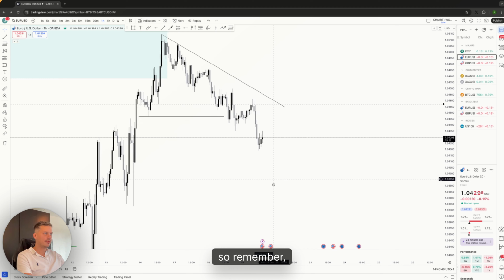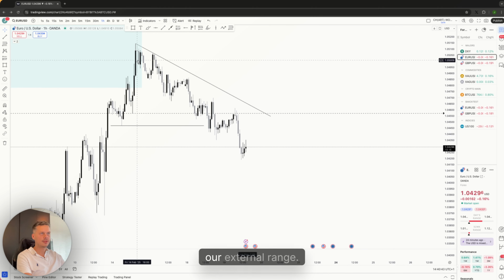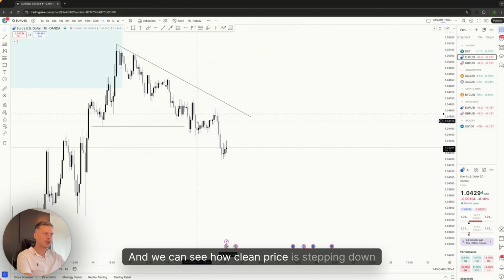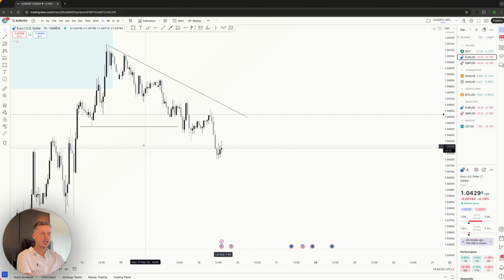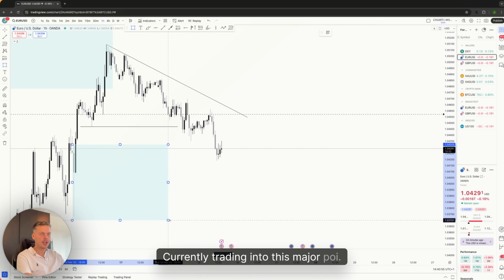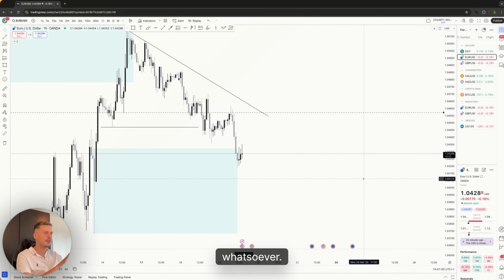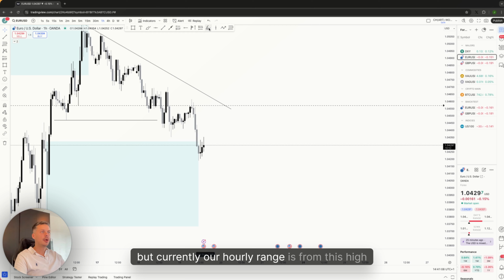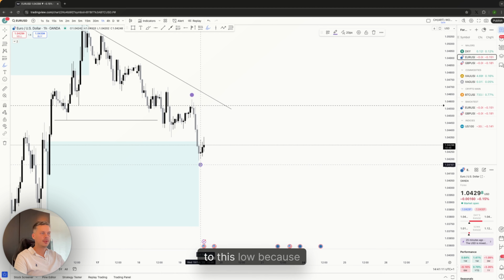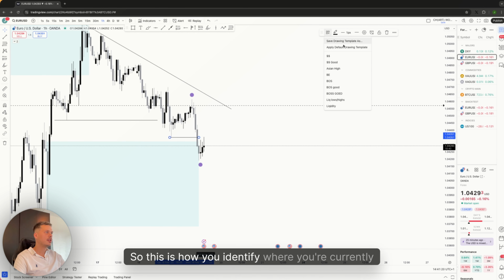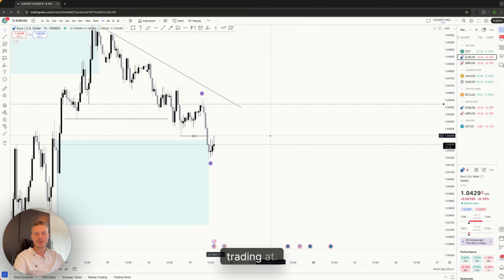All right, now let's look to the hourly. So remember, this was our range, our external range. We broke bearish. And we can see how clean price is stepping down towards the downside. Currently trading into this major POI. I don't know if this is a good area to buy. This is no advice to get into any trades whatsoever. But currently our hourly range is from this high to this low, because this is the last high that broke the last previous structure. So this is how you identify where you're currently trading at.